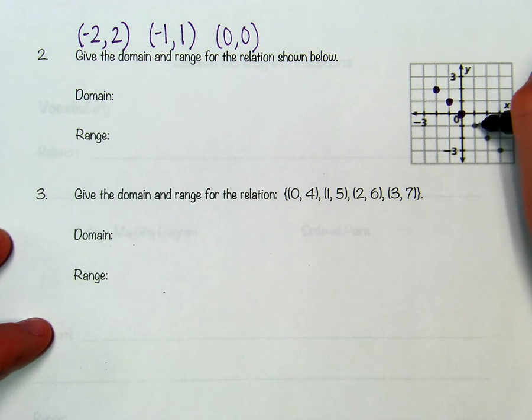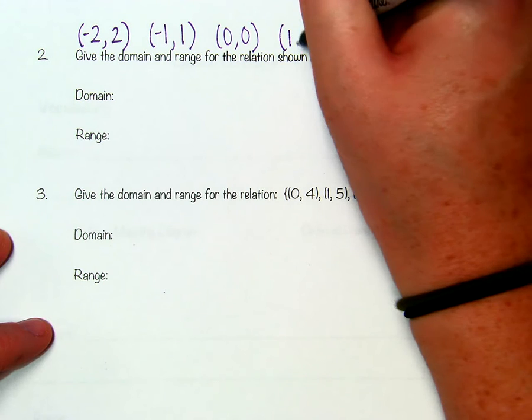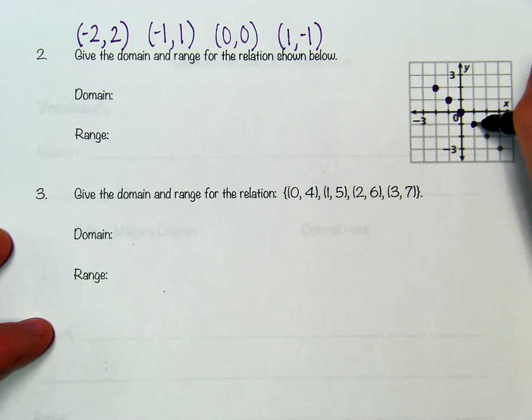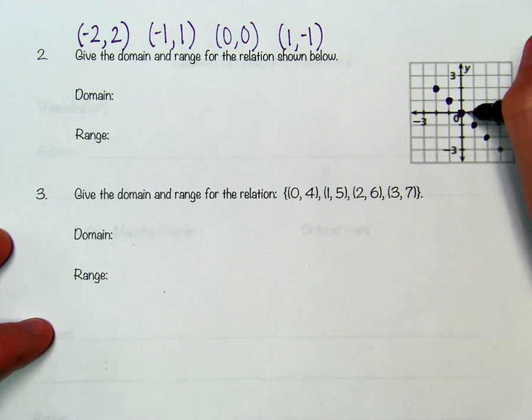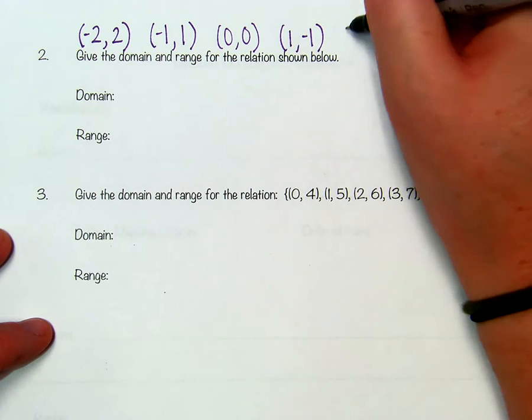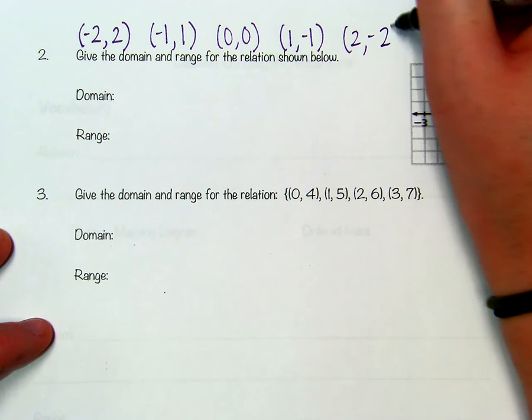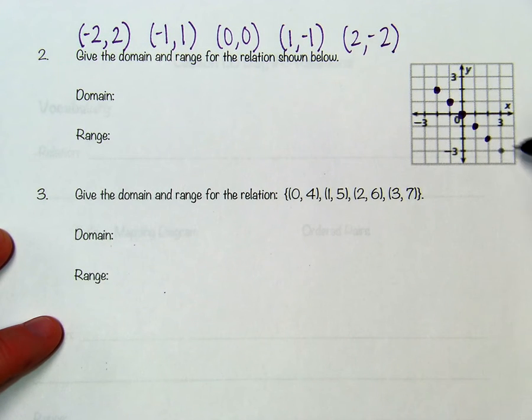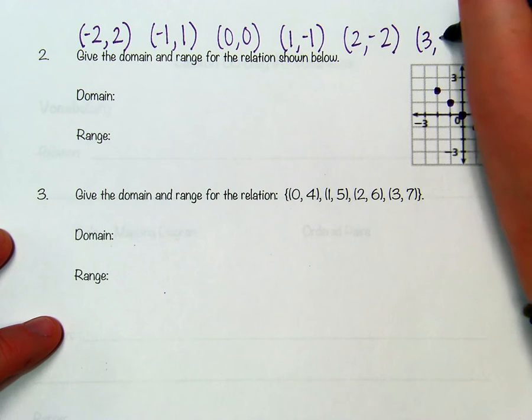After that, this one is right 1 and down 1. So that would be 1, -1. The next point is right 2 and down 2. So that would be 2, -2. And the last point right here is right 3 and down 3, so that point would be 3 comma negative 3.